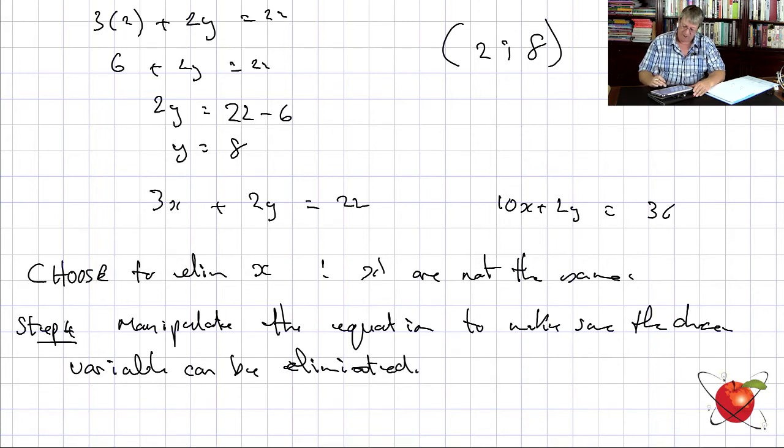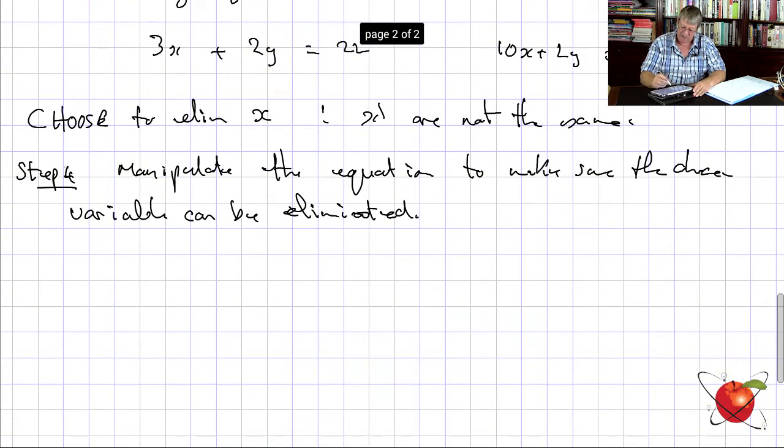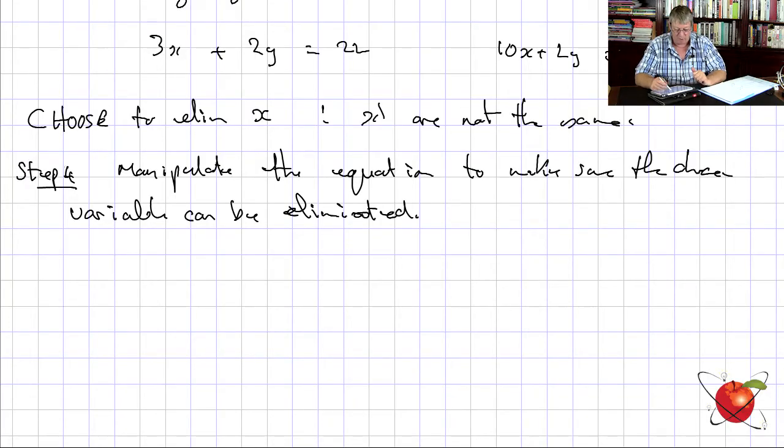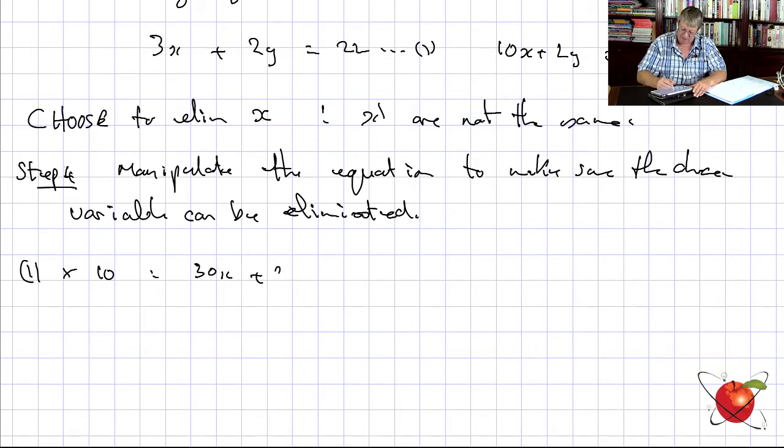Okay? So in this case, I need to say, I've chosen x. One side has got 3x, the other side has got 10x. How do I get the x's to be the same number so if I add them or subtract them, they disappear? Quite straightforward. I multiply this equation, equation 1, equation 2. I say, right, equation 1 multiplied by 10 gives me 30x plus 20y equals 220. And we can call that equation 3.